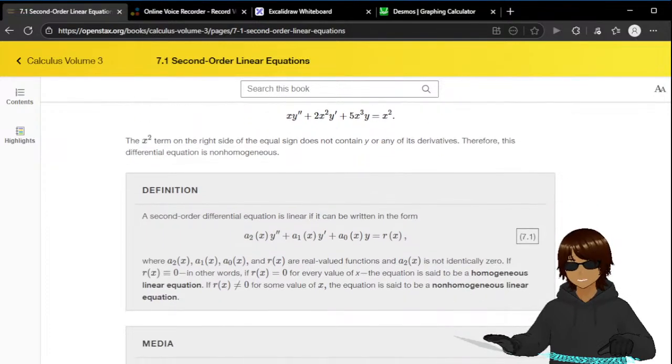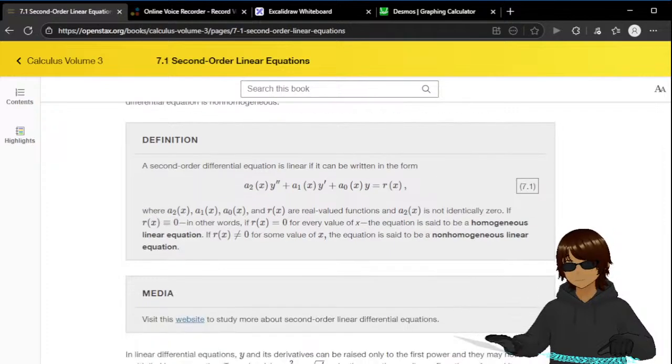A second order differential equation is linear if it can be written in the form: some function times the double derivative of y, plus some function times the derivative of y, plus some function times y, equals R of x, where these are all real valued functions and a of x is not identically 0. If R of x is equivalent to 0, in other words, if R of x is equal to 0 for every value of x, the equation is said to be a homogeneous linear equation.